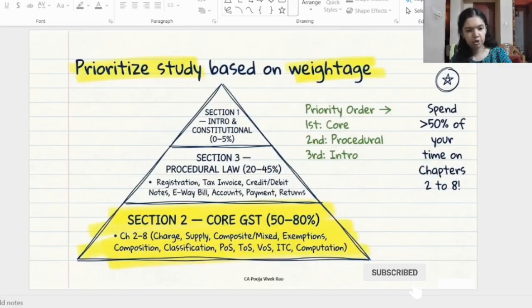So your priority should be broadly as follows. First, the core GST provisions, that is section 2. Then the procedural law, that is section 3. And then the introduction and the constitutional aspects, that is section 1. So this is a much better strategy than randomly jumping from one chapter to another.